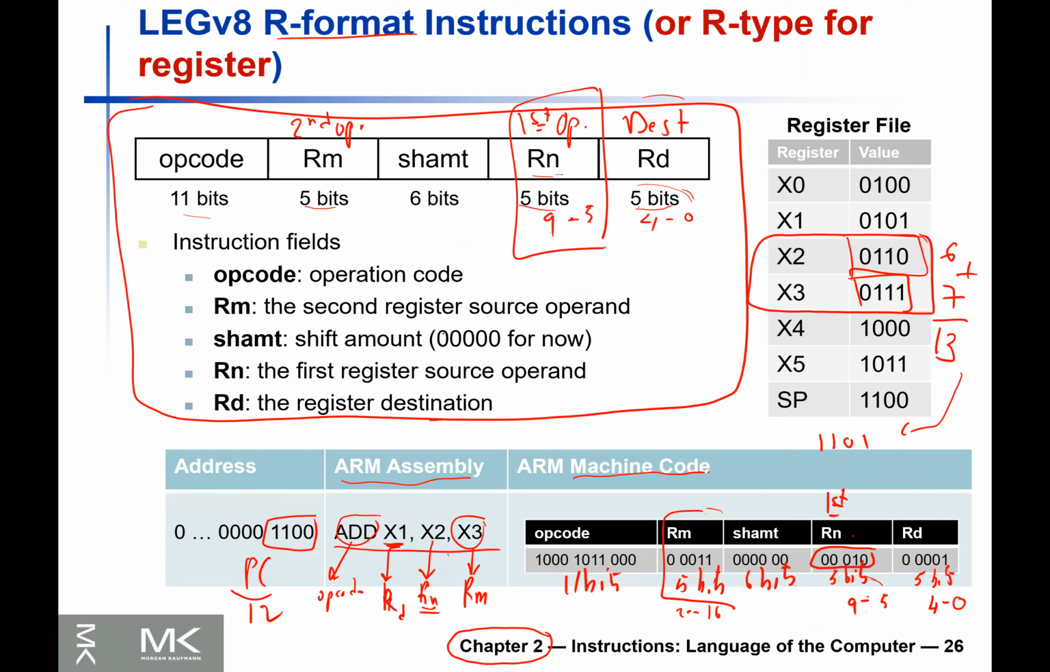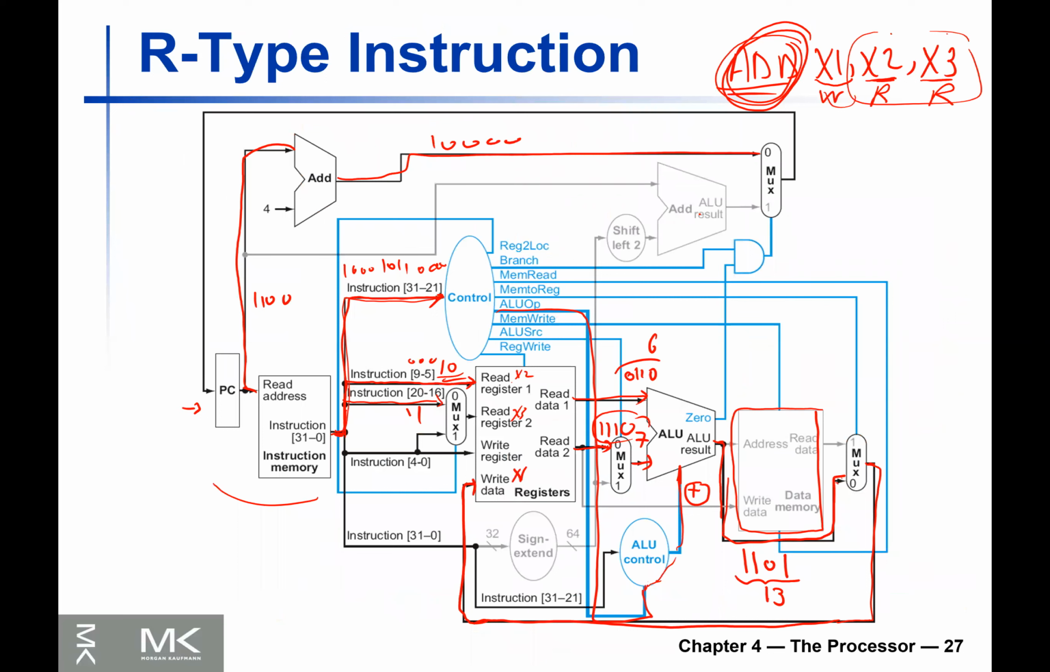Okay, R type: bits 0 to 4, 5 to 9, 10 to 15, 16 to 20, and 21 to 31. So that's very easy. So this is the destination. In here, 0 to 4 is the destination.